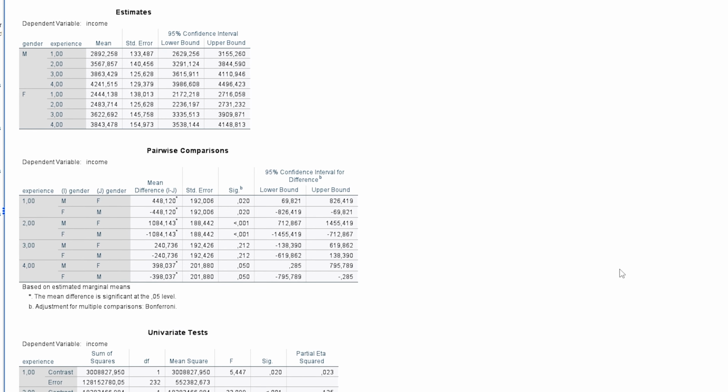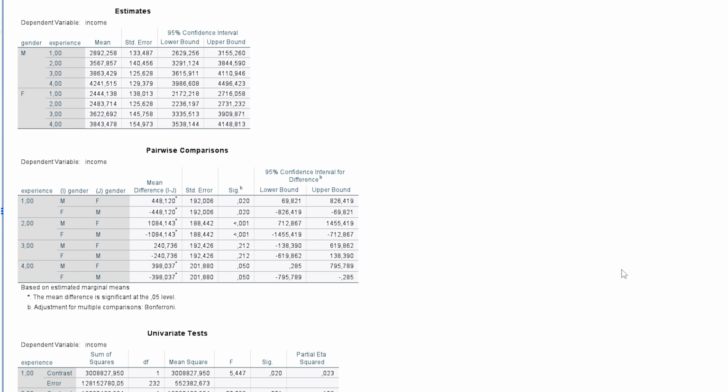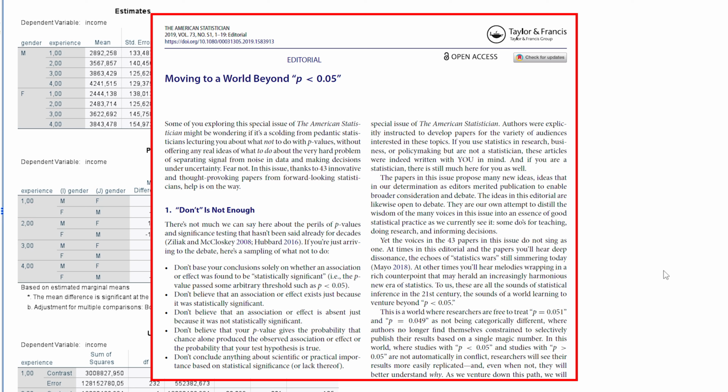The structure of the table is always symmetrical, meaning there are duplicate entries. The significance values corrected for alpha error inflation using Bonferroni adjustment are the key figures to consider. In this example, sufficiently small p-values indicate differences in mean income between men and women at experience levels 1, 2, and 4. I deliberately avoid the term significant and instead refer to sufficiently small p-values, because context matters more than an arbitrarily set alpha threshold.